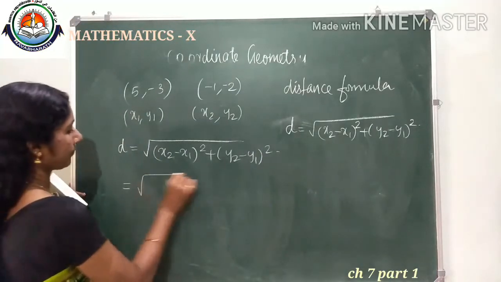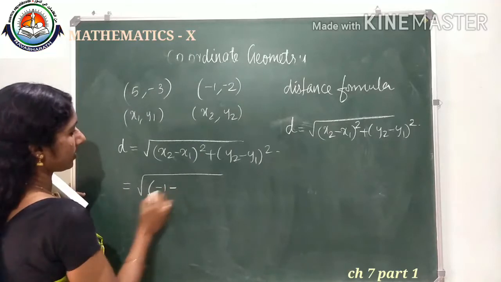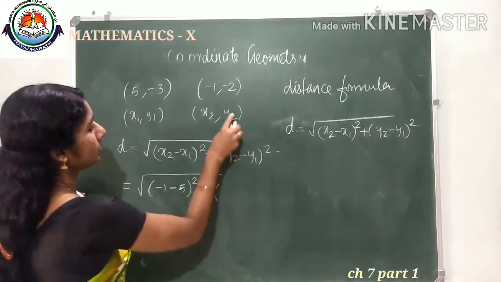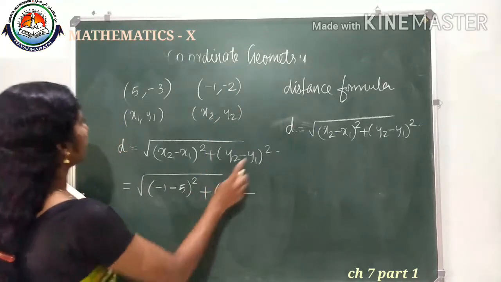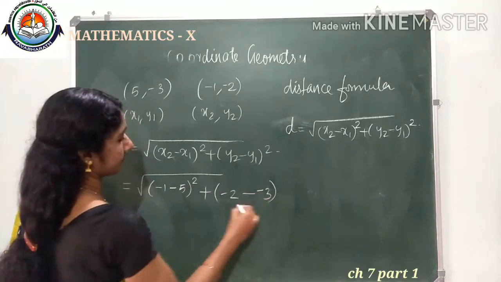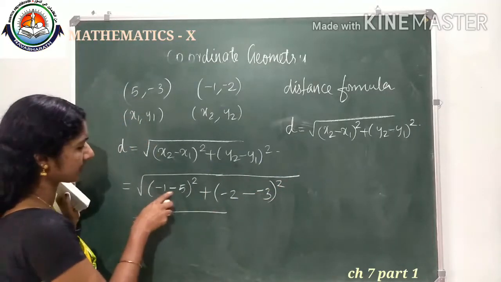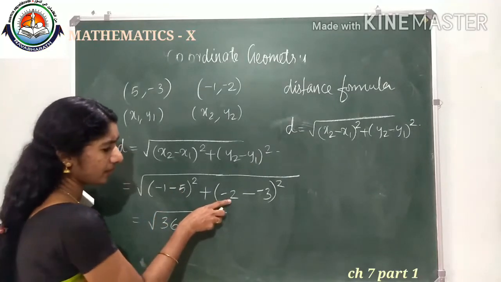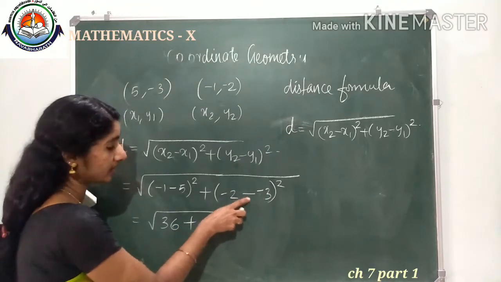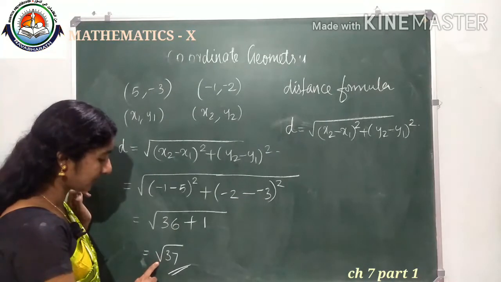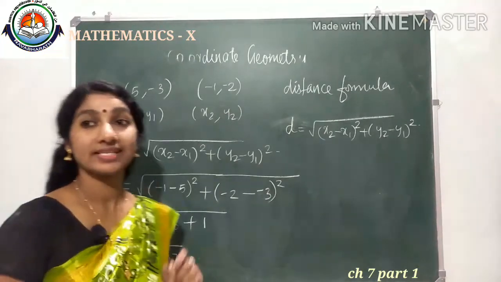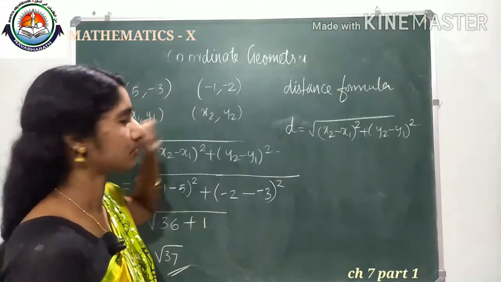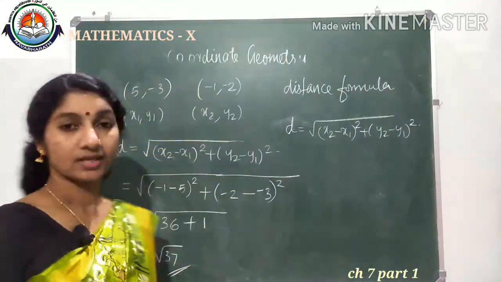What is x2? x2 is minus 1. So minus 1 minus x1, which is 5, whole square, plus y2, which is minus 2, minus y1, which is minus 3, whole square. Root of minus 1 minus 5 is minus 6, whole square is 36, plus minus 2 minus minus 3 is plus 1, so 1 square. So we are getting root 37. Root 37 is the distance between the two points. Here we didn't give names for the points.